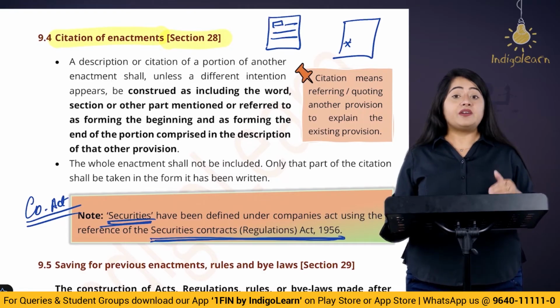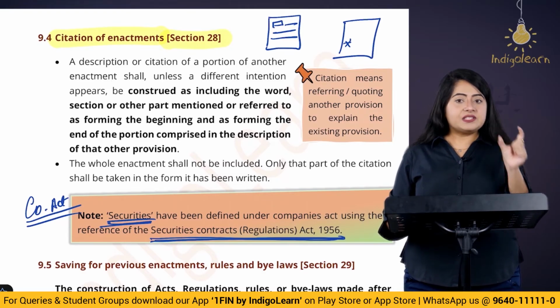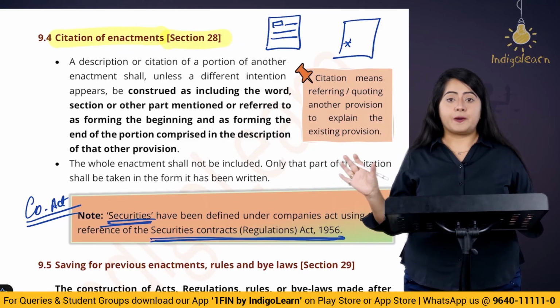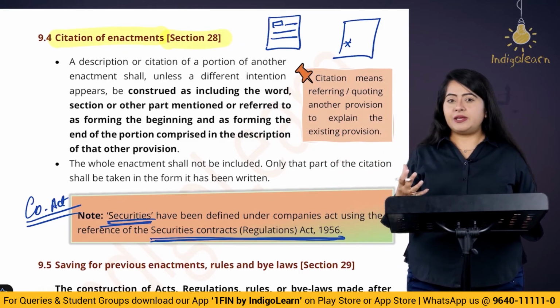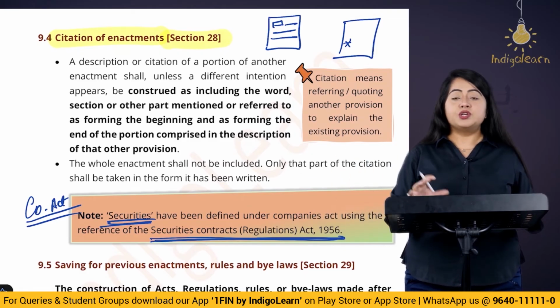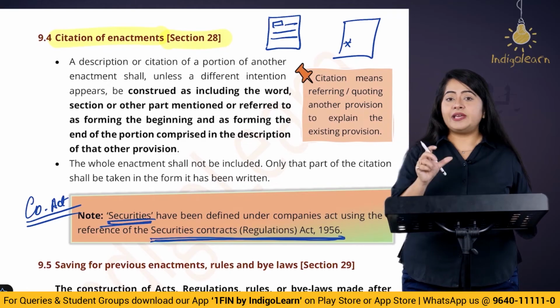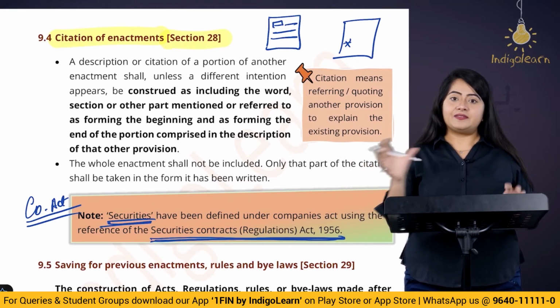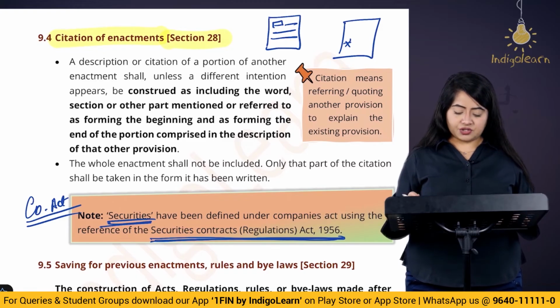Now here, whenever we have to understand the Companies Act, this word has to be interpreted as its meaning given in the SCRA. Okay, but it does not mean that the entire SCRA is also applicable on the Companies Act. Right. So when we talk about citation, we only have to refer to that particular meaning. We do not have to take the entire act in this one act. That is what this section says.